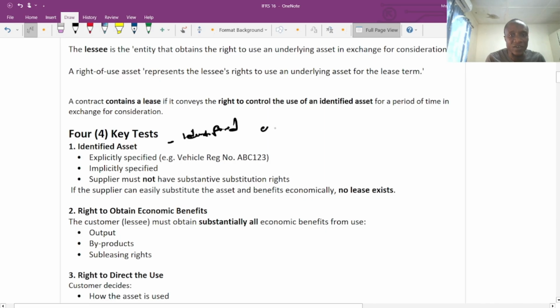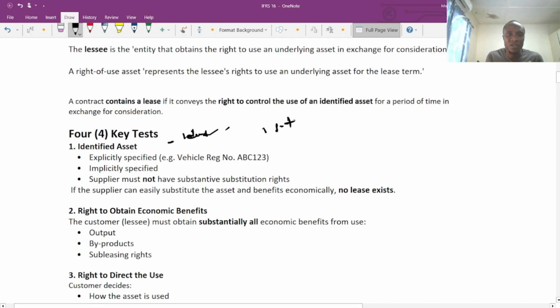We need to identify the asset. Now, what is the meaning of identification of the asset? We need to clearly state the assets that we are going to lease to the lessee. The lessor within the lease agreement should clearly state the specific type of asset that will be leased to the lessee. For example, we are talking about a vehicle with a registration number of ABC123, let's say a Toyota Hilux. Now, within the lease agreement, the lease item should be Toyota Hilux with a registration number of ABC123.